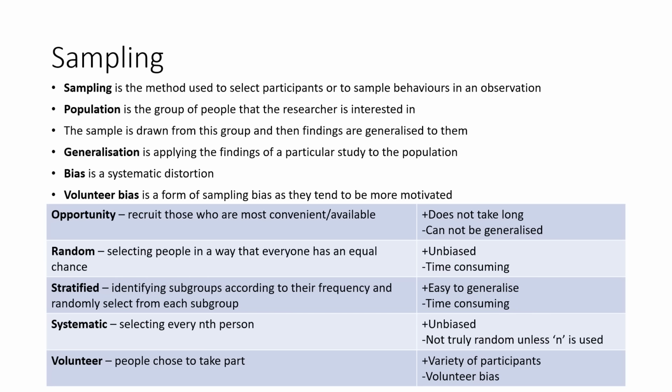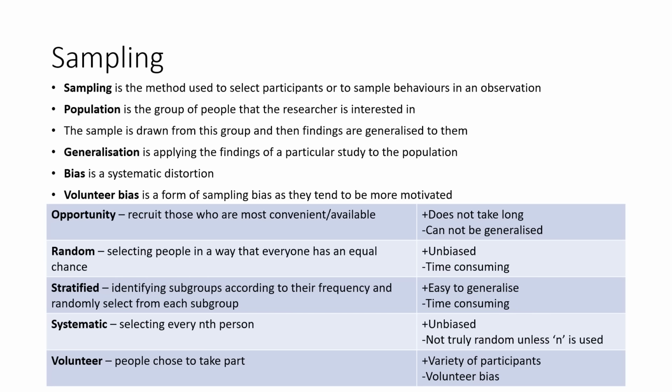Stratified, which is identifying subgroups according to their frequency and randomly selecting from each group. So for example, say you wanted to do a study based on race, probably not the best topic to use, but it's the first thing I could think of. But say the United Kingdom's population was 70% white individuals, and then 30% was people of colour. If you wanted to use 10 participants in the study, you would use 7 white people and 3 people of colour to match their frequency in the population, which obviously is easy to generalise but is time consuming.